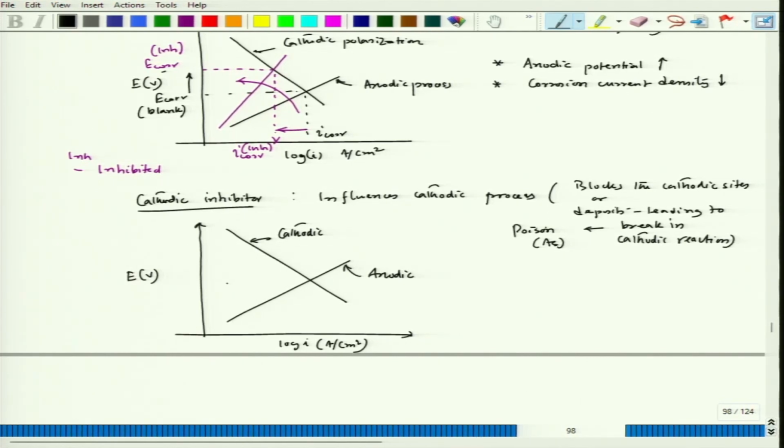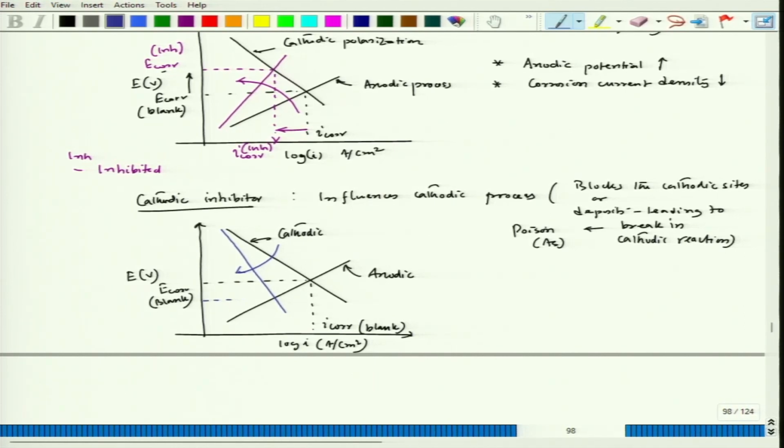Okay. This is E core blank, and this is I core blank. Okay. Now, here it actually influences the cathodic polarization. So, this line moves like this. So, this line, that anodic cathodic polarization line, moves like this.